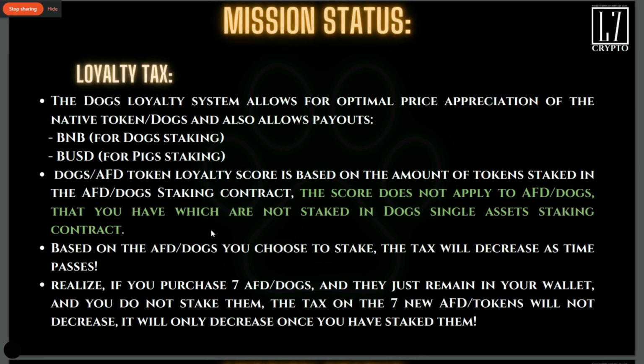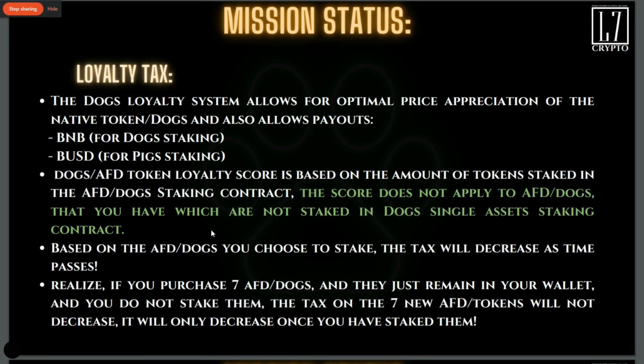Now, the tax is based on the dogs you choose to stake. The tax will decrease as time passes. So each day you start at 90%. Then, it starts at 1%. Then the next day it'll go 2%, then 3%, on and on until it starts coming down to the 6%.